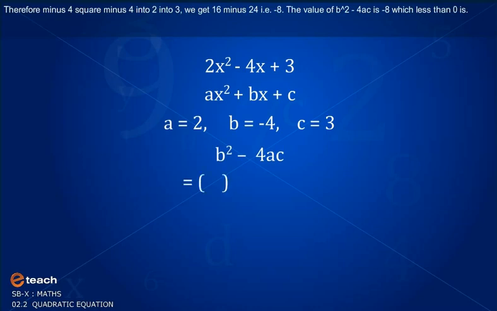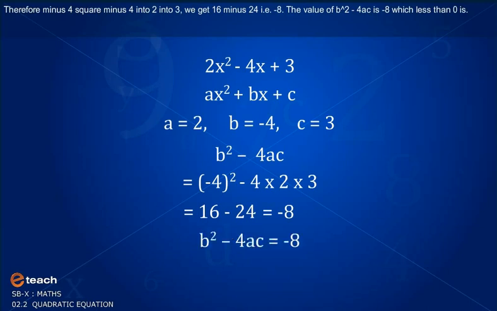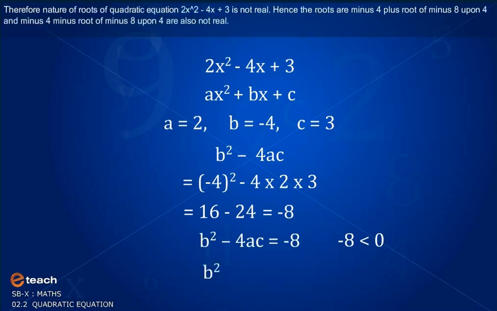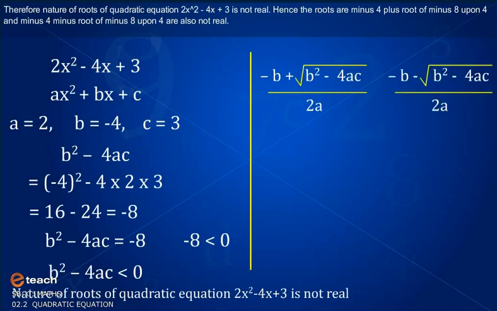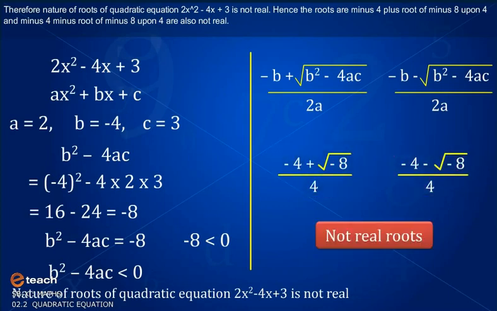Therefore, minus 4 square minus 4 into 2 into 3. We get 16 minus 24, that is minus 8. The value of b square minus 4ac is minus 8, which is less than 0. Therefore, the nature of roots of quadratic equation 2x square minus 4x plus 3 is not real. Hence, the roots minus 4 plus root of minus 8 upon 4 and minus 4 minus root of minus 8 upon 4 are also not real.